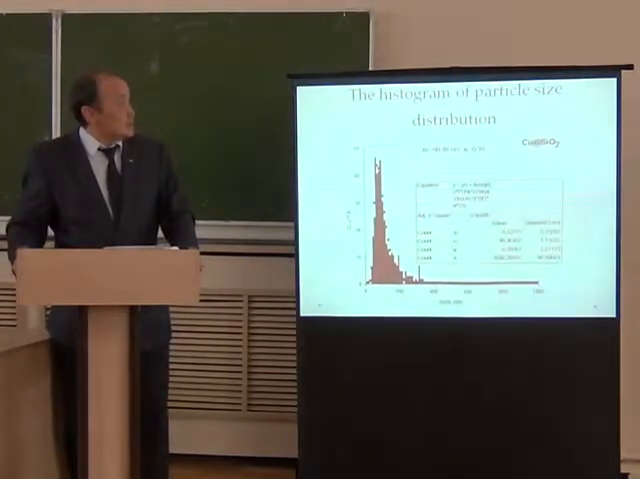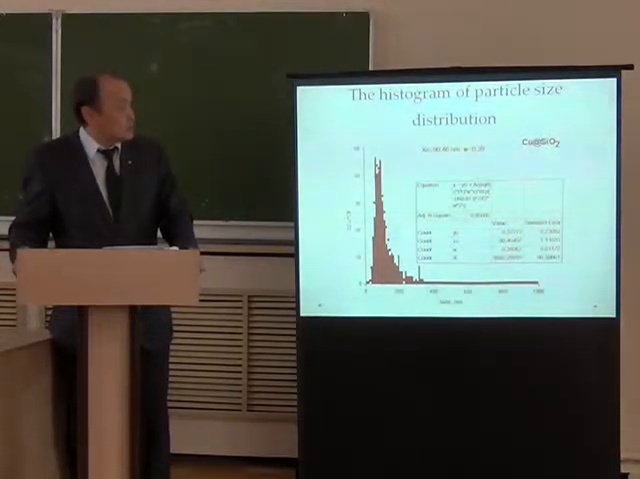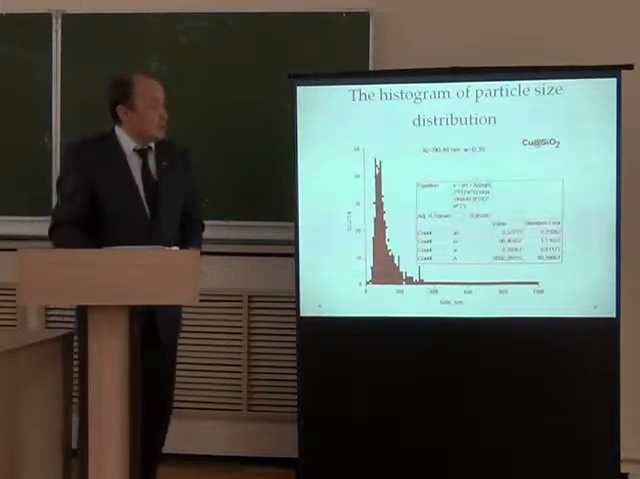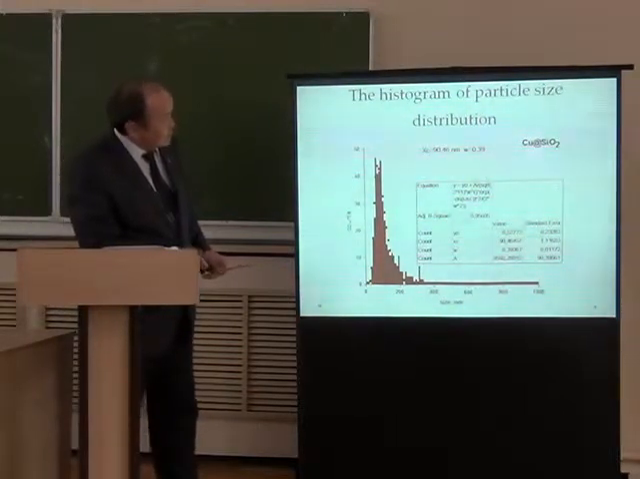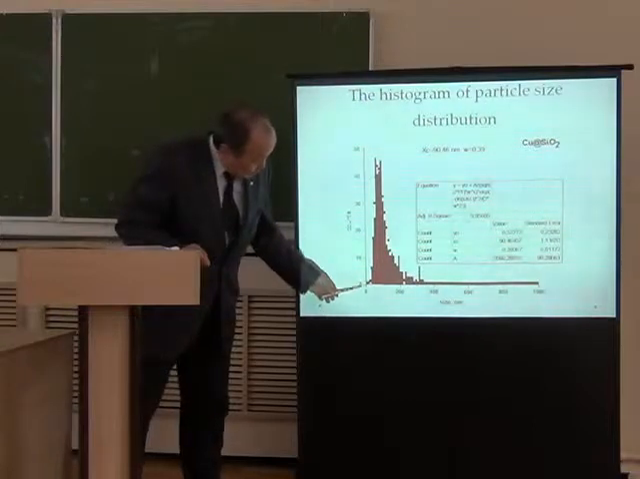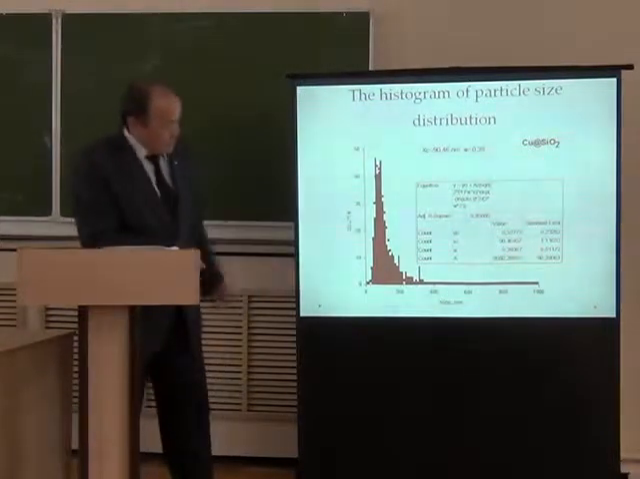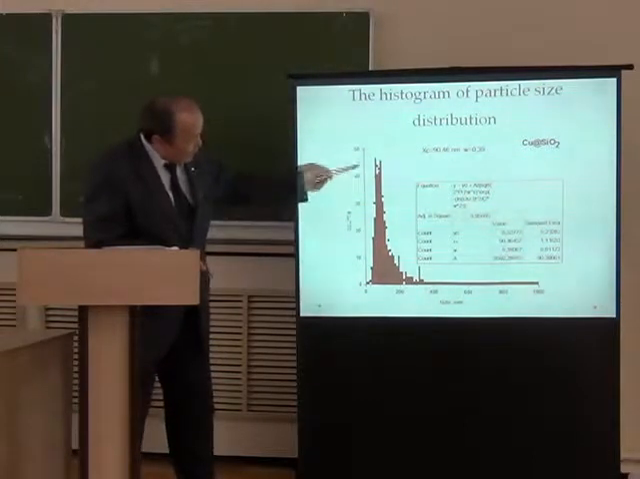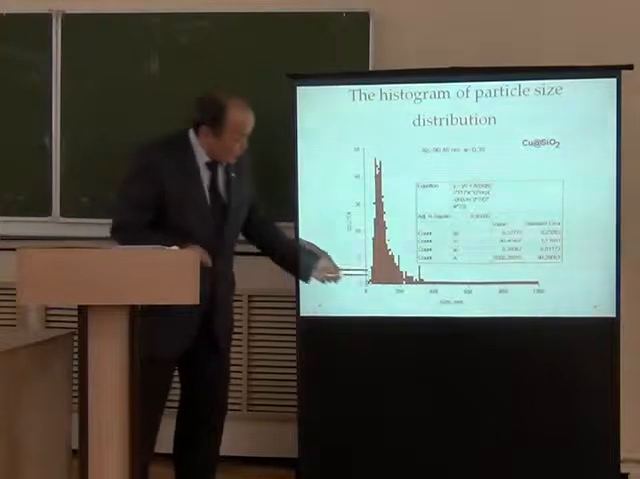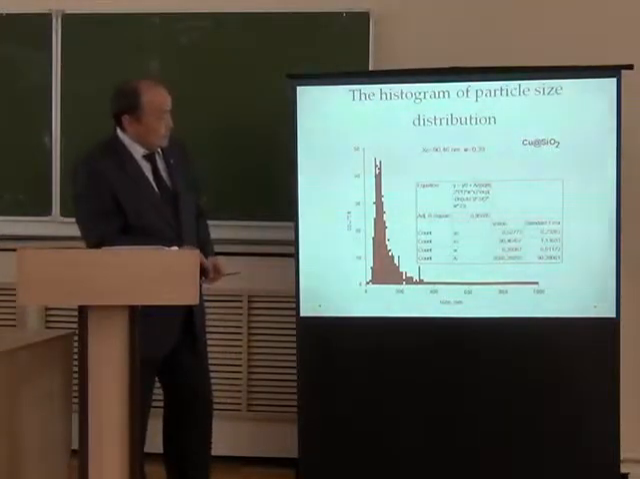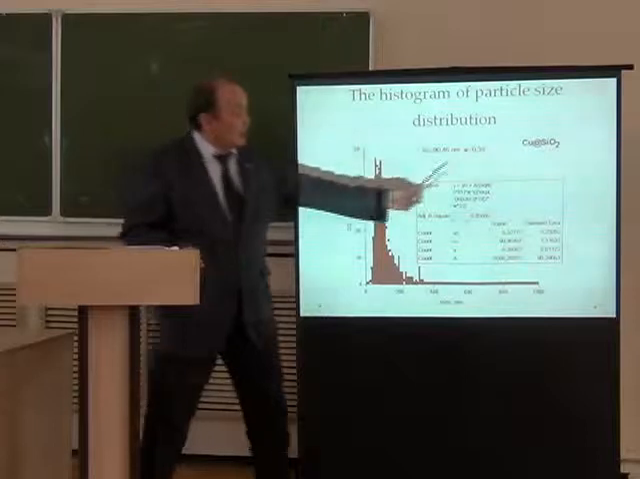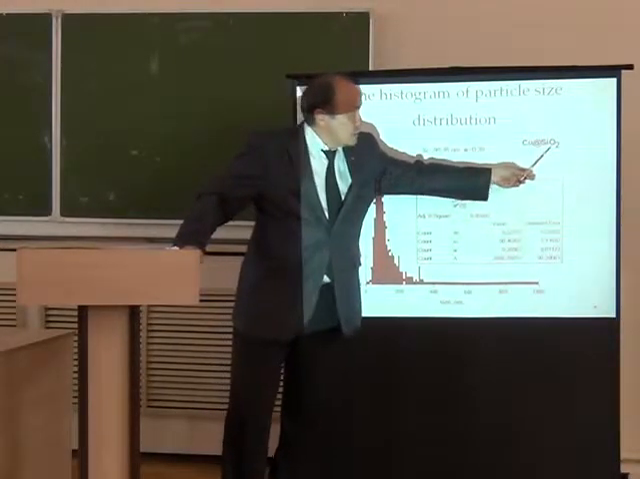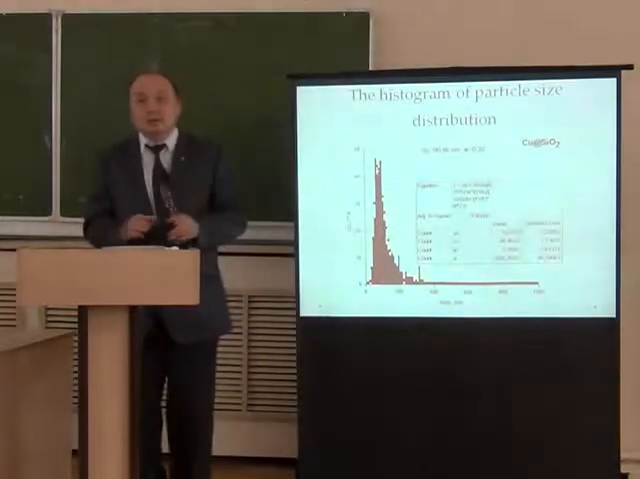Following step. The histogram of particle size distribution. In this slide, we can see the dependence on this size of nanoparticles, and this line is counts of nanoparticles. Nanoparticles, cuprum core, silicon dioxide is shell. Do you understand?